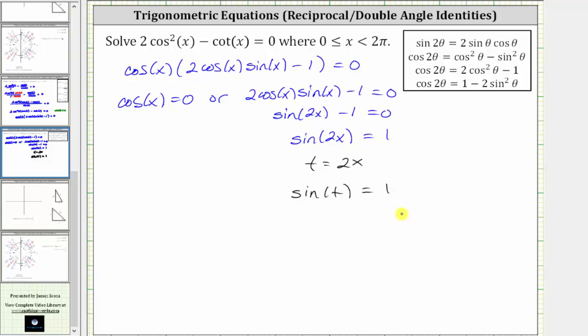But we need to be careful here because if t is equal to 2x and x is on the interval from 0 to 2 pi, 2x is on the interval from 0 to 4 pi, and therefore so is t. So we'll have to solve t over the interval from 0 to 4 pi, and then come back and find x. Notice if t is equal to 2x, if we multiply both sides by 1/2, x is equal to 1/2 t. So let's go to the unit circle and find our angles.